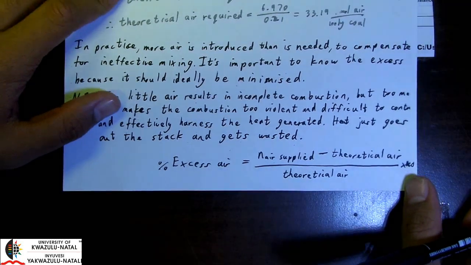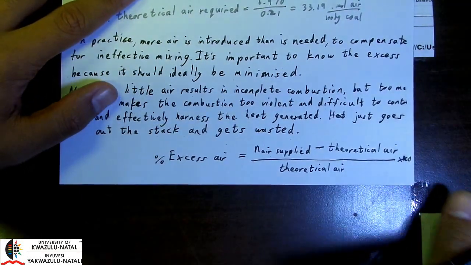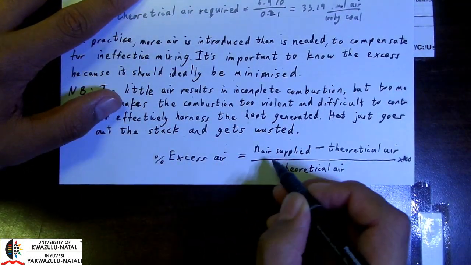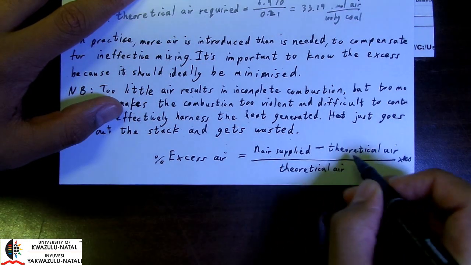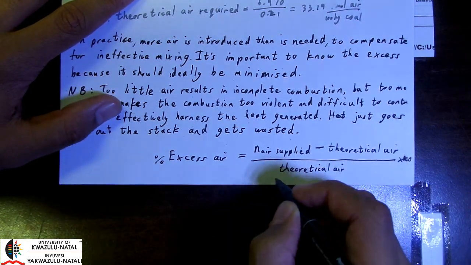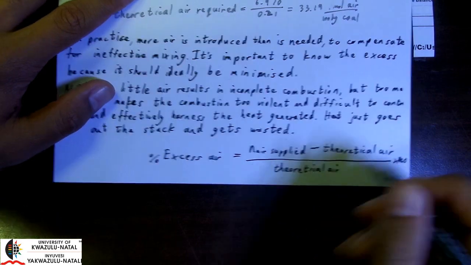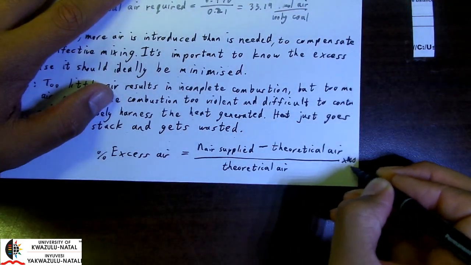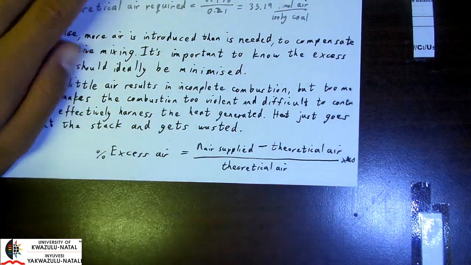Okay, so we can define our percentage excess air as the moles of air supplied minus the theoretical air, divided by the theoretical air, and we can multiply by 100 to get our percentage.